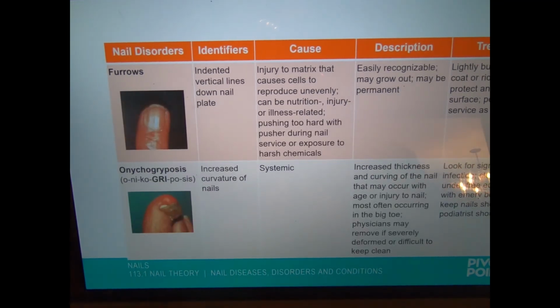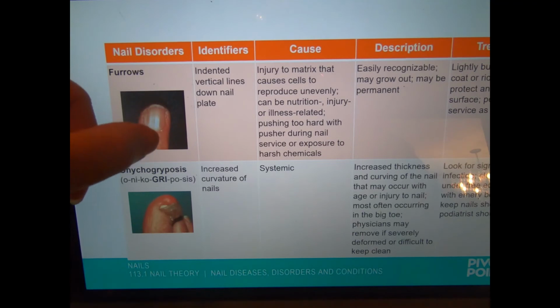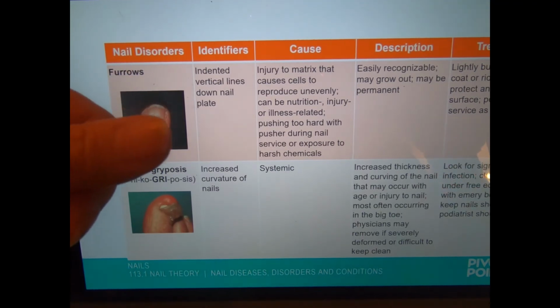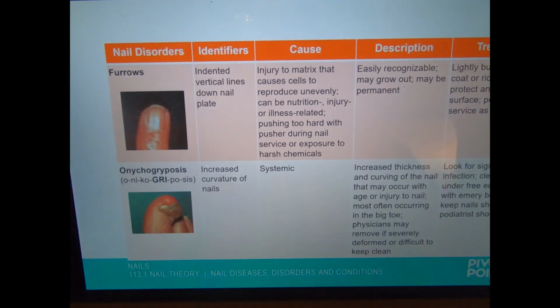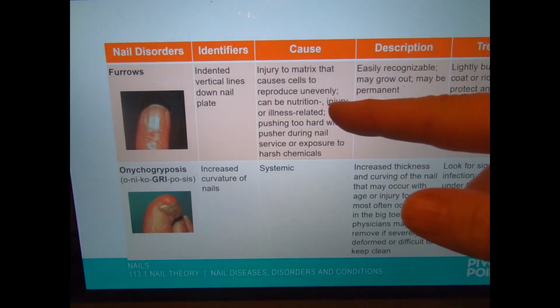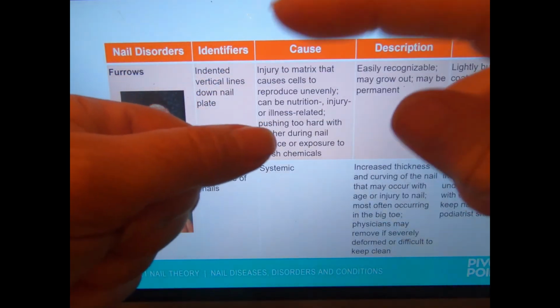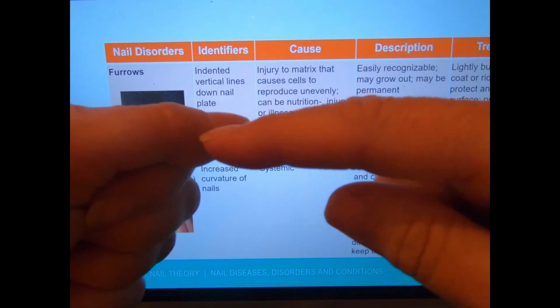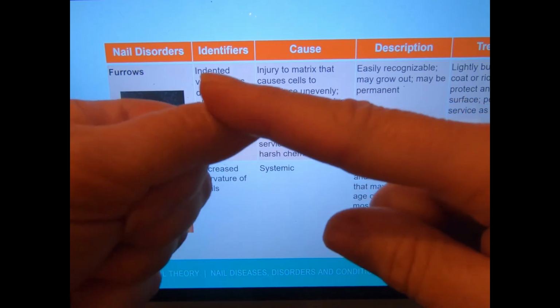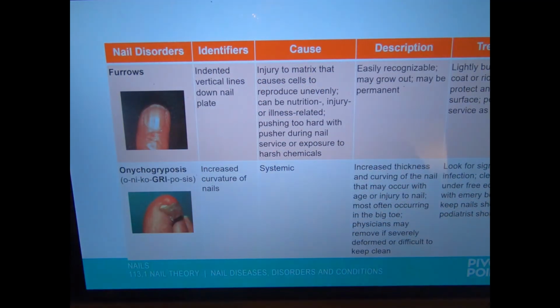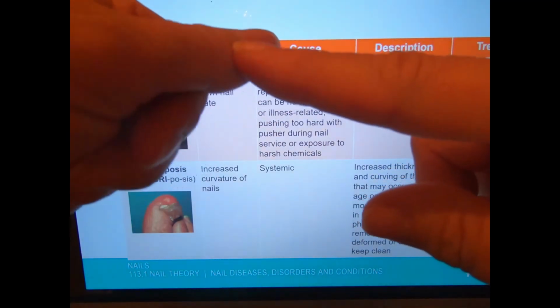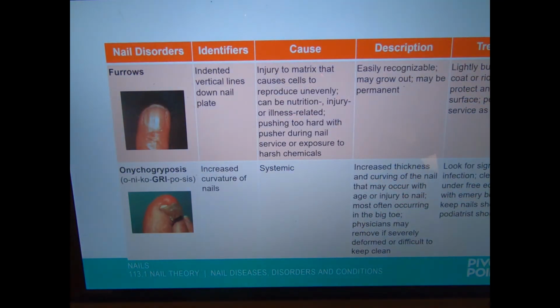All right, furrows. These are very common. These are lines that go vertically. I've got furrows all over my nails, everywhere you look. It's the injury to the matrix that causes the cells to reproduce unevenly. So I keep pounding back here on my matrix when I'm working on things, and therefore everything grows out unevenly. The older you get, the more you get these, just from life, from injuring this area back here. So you can buff it, or apply a ridge filler to even it out.